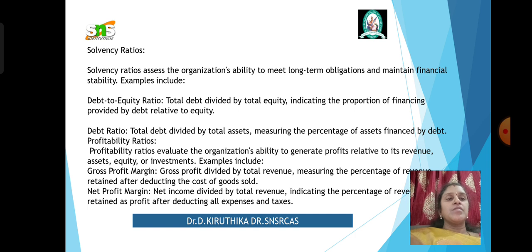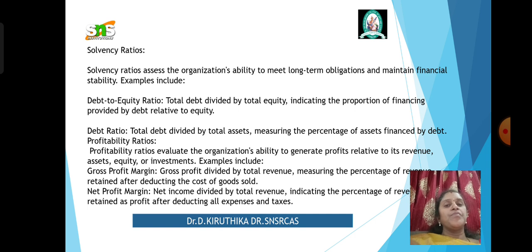The next one is the solvency ratio, which meets the long-term obligations and maintains financial stability. For example, the debt to equity ratio, which analyzes the strength of the capital structure of an organization, and the debt ratio, that is debt divided by total assets. And then the profitability ratio evaluates the organization's ability to generate profit relative to its revenue. So one is the liquidity ratio with short term, the solvency ratio with long term, and another one is the profitability ratio, which evaluates the profit generated relative to its revenue, assets, equity or investments.